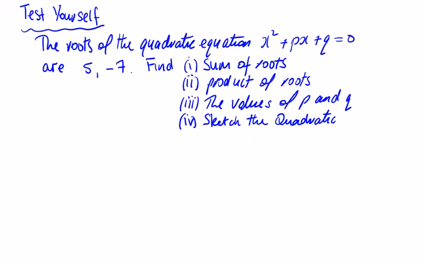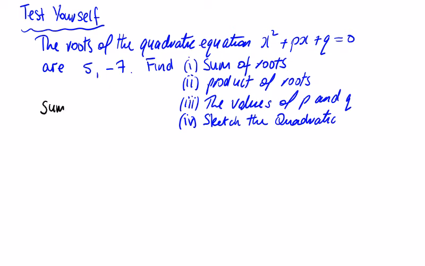Okay, so pause the video and try this question. The roots of a quadratic equation, x squared plus px plus q equals 0, are 5 and minus 7. Find 1, the sum of the roots, 2, the product of the roots, 3, the values of p and q, and 4, sketch the quadratic. So this is just dressing up a really simple short question, and making it look like it's longer.